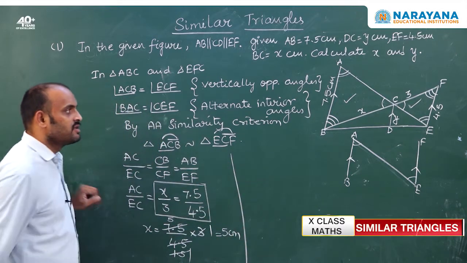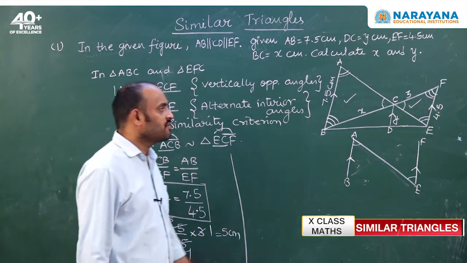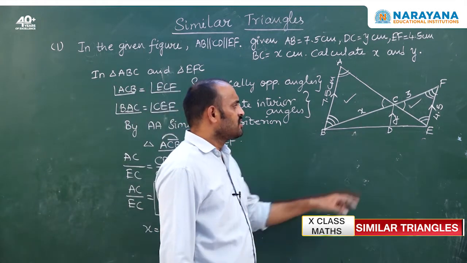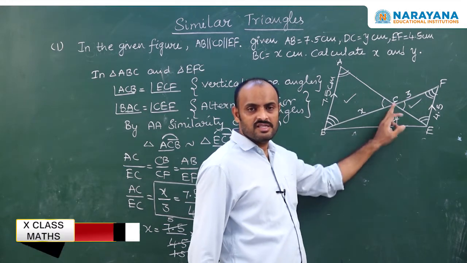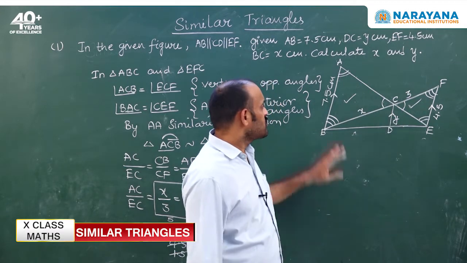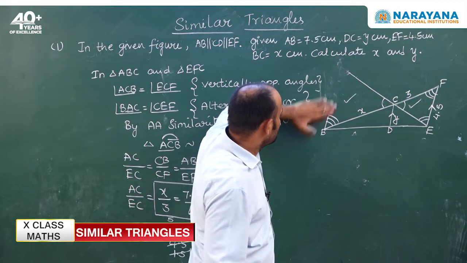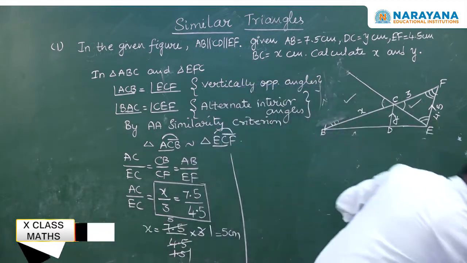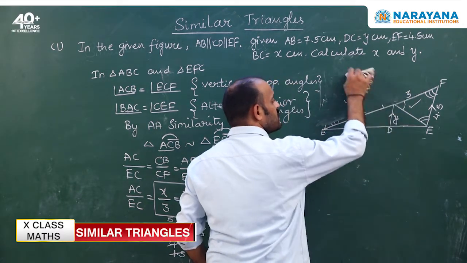We got it. One of the variables we have found out. Now, we need to find the y value. So, in the figure, y is there in the triangle BDC. So, the upper part I am going to erase. I am going to erase the upper part here.